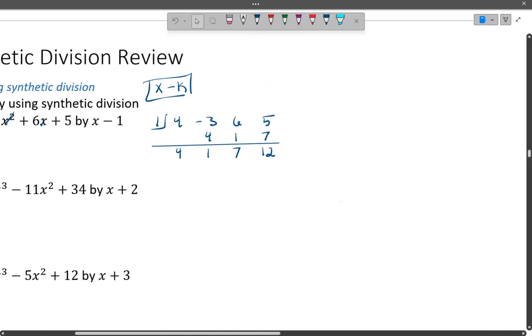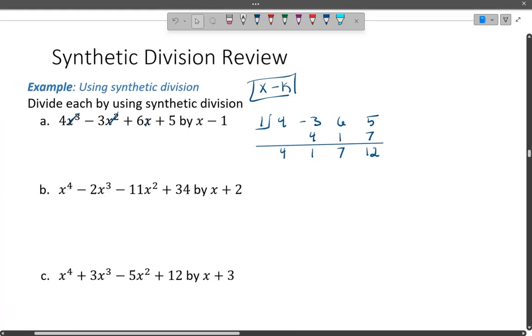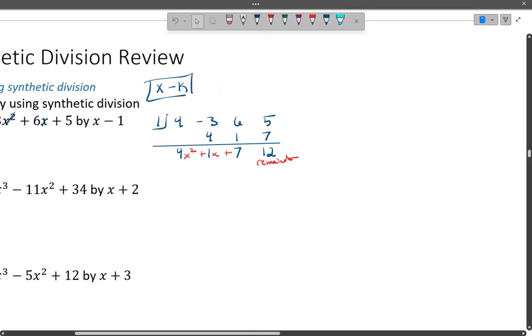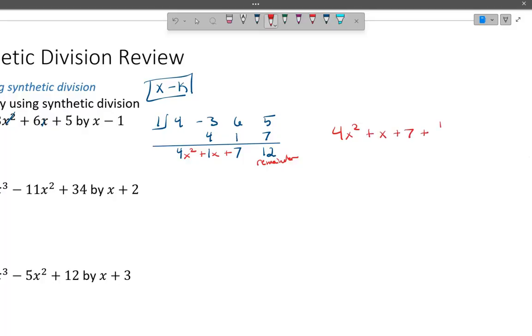And so now we can rewrite our quotient. Our leading term will be 1 degree less than what we started with. So since this was x to the third, this will be x squared. And then we have plus x, plus 7, and then we have our remainder here. So we'll write our quotient as 4x squared plus x plus 7 plus the remainder over the divisor.